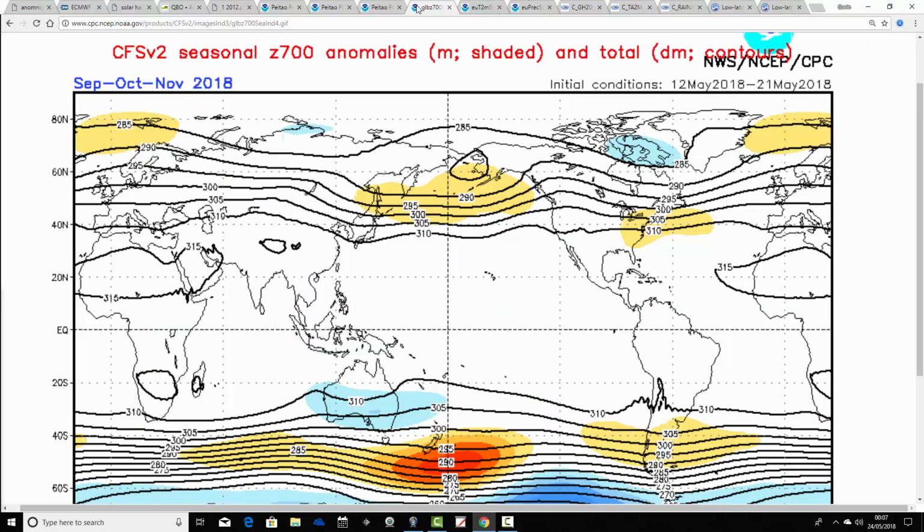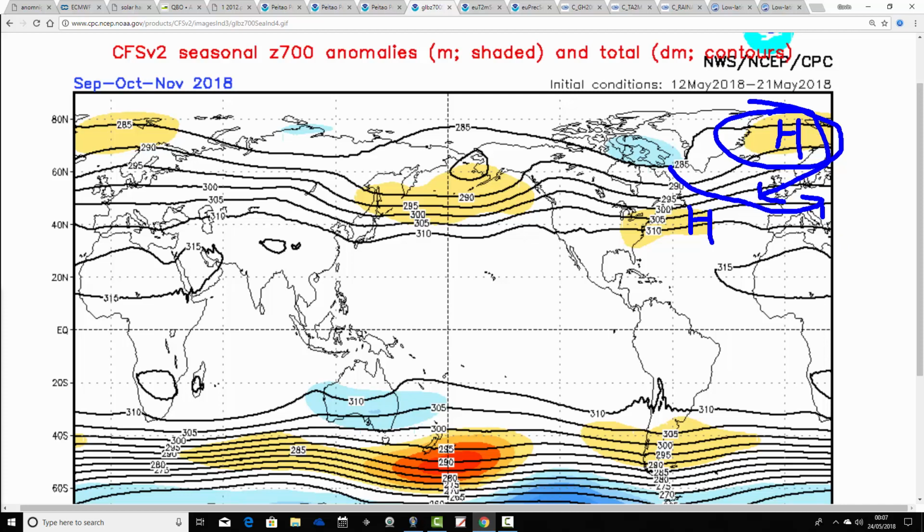CFS V2 700 millibar height anomaly for the autumn of 2018 looks like that. Fairly weak signals. We do have a bit of a blocking signature though up to the north of the country, and it looks like the Azores heights pulled back in towards the Bermuda area essentially. So this could be a signal for a southerly tracking jet stream maybe through the course of this autumn, and possibly something a bit cooler coming in from the north or the east.